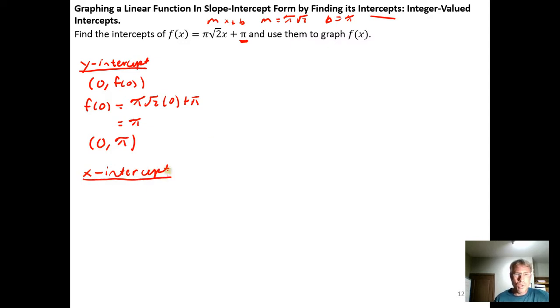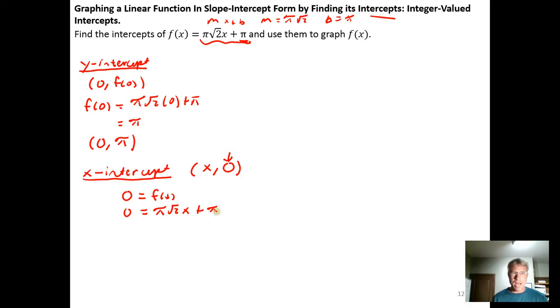We know that the x-intercept is going to happen. We don't know what the x value is going to be, but we know that f of x is going to have to equal 0. The output of the function needs to be 0 when the x-intercept happens. So we can say the same thing that we've been doing before. We can say, 0 needs to equal f of x, but f of x is just this expression right here, pi square root of 2 times x plus pi.